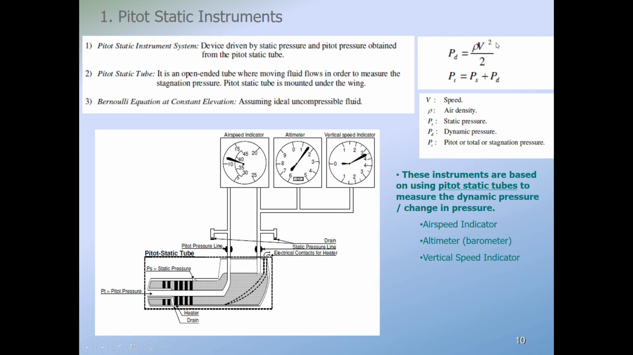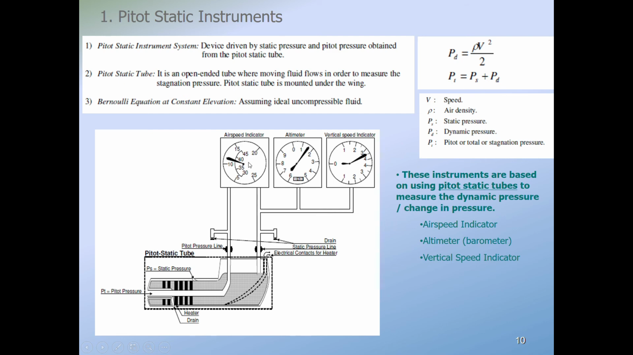Okay, this is the equation used to calculate the pressure PD: rho times V squared divided by 2. So PD is the dynamic pressure. This is actually taken from the Bernoulli equation. What is PS? PS is the static pressure. And then the pitot or total or stagnation pressure is the summation of PS, the static pressure, and the dynamic pressure.